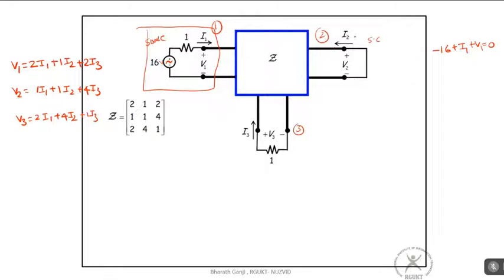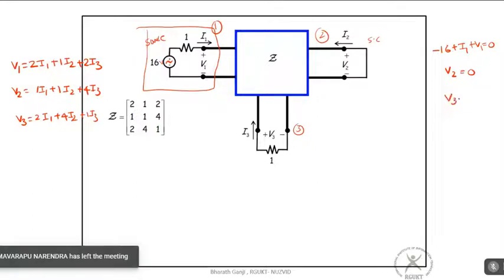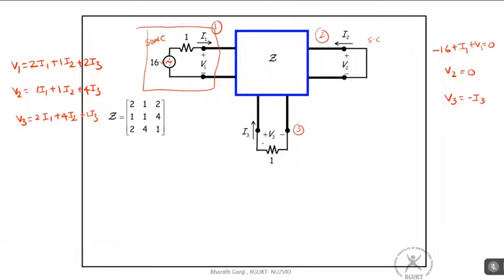And in the second port, is there anything you can tell me regarding the second port? For the second port, V2 should be equal to 0. And for the third port, what is the relationship? Yes, V3 is equal to minus I3. So you should be careful because here we define the current which is coming into the port. So the minus sign is very important, because the current is defined into the port. So V3 is equal to minus I3.